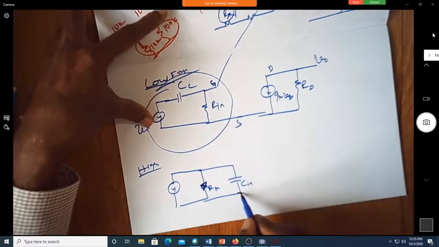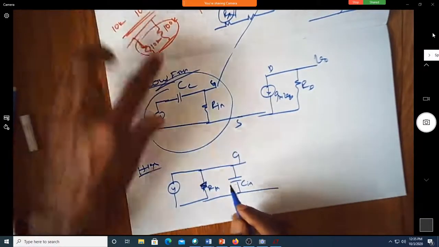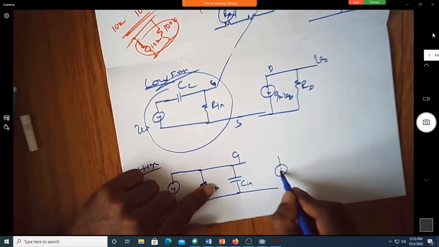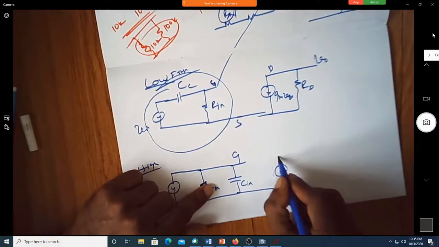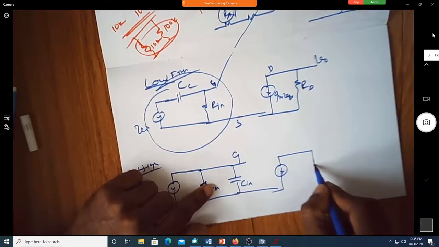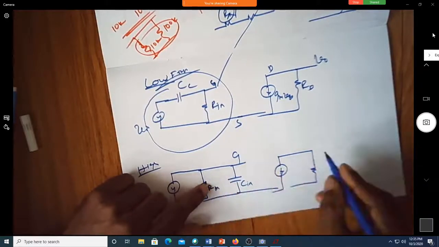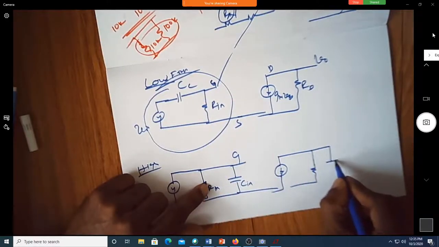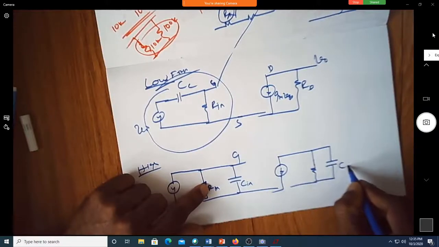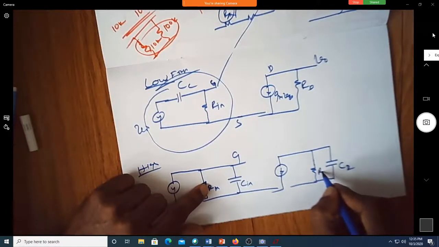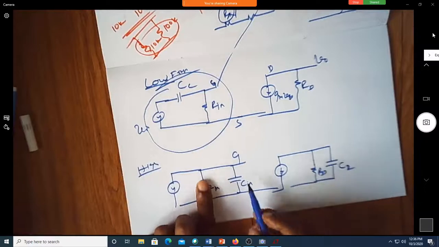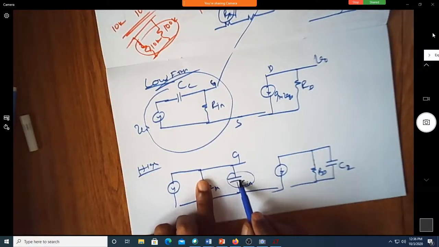Seen. Now we can see this is the gate. Of course, you don't have this, and you have this. Let me just retain this and write this. What is this? C2. This is RD. See now, you have a C in here.